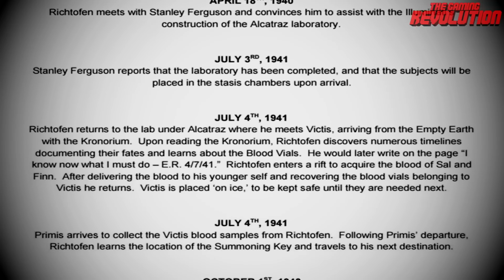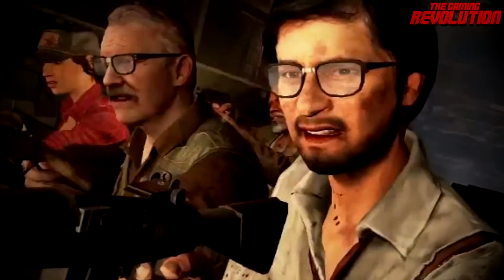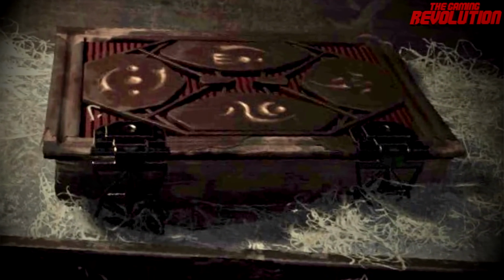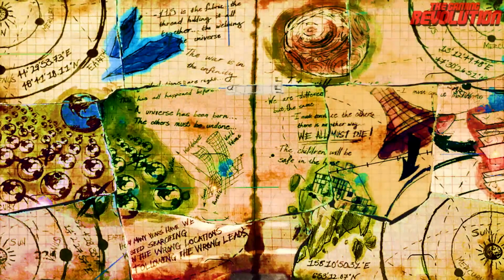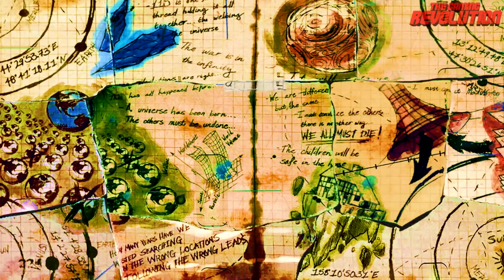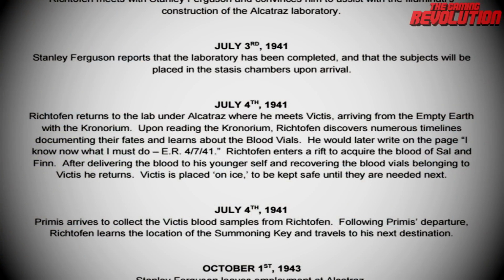Then on July the 4th, 1941, Richtofen returns to the lab under Alcatraz, where he meets Victus, arriving from the empty Earth with the Chronorium. Upon reading the Chronorium, Richtofen discovers numerous timelines documenting their fates and learns about the blood vials. He would later write on this page, "I know now what I must do, Edward Richtofen, 4th of the 7th, 41." Now, Richtofen then enters a rift to acquire the blood of Sal and Finn.